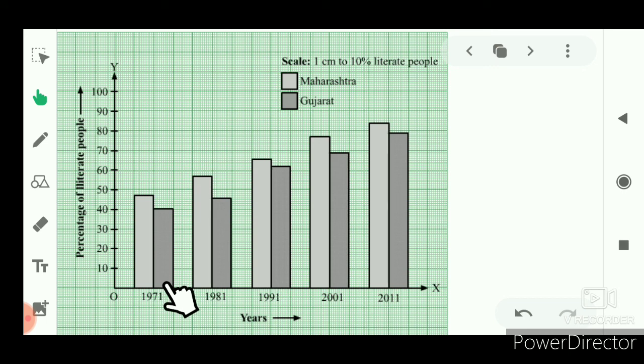We will do this by joining it to the graph of Maharashtra. I hope you have understood this question.